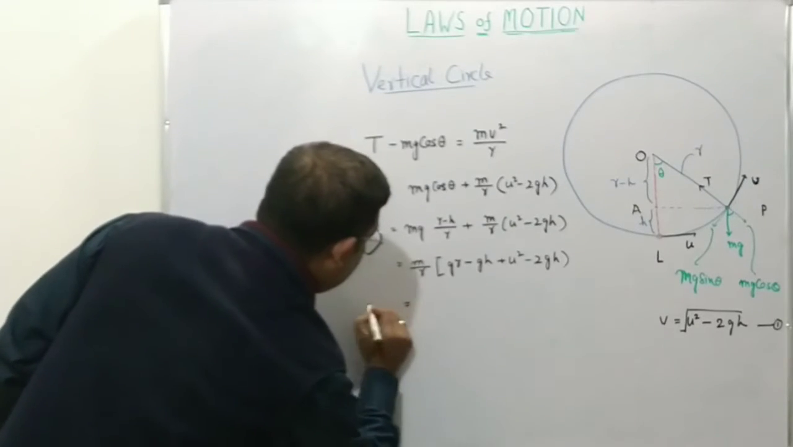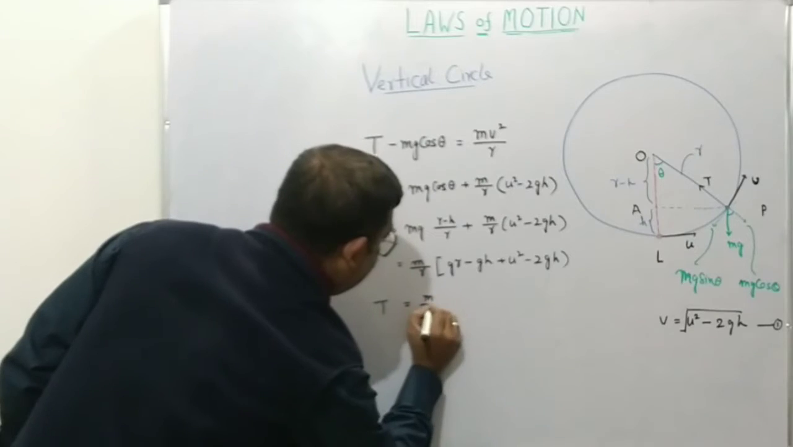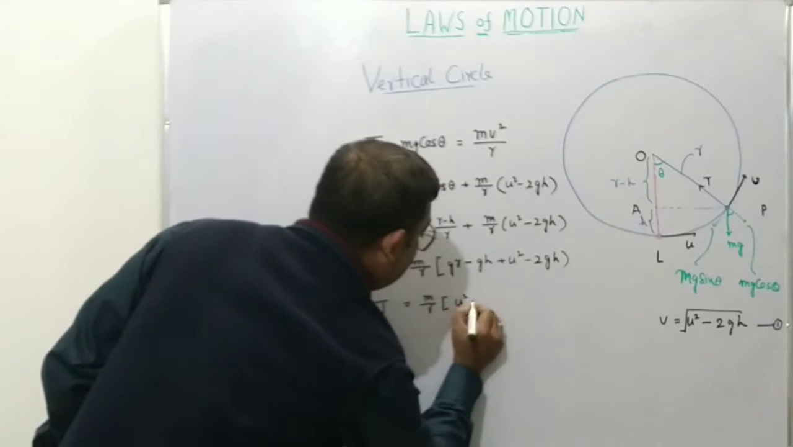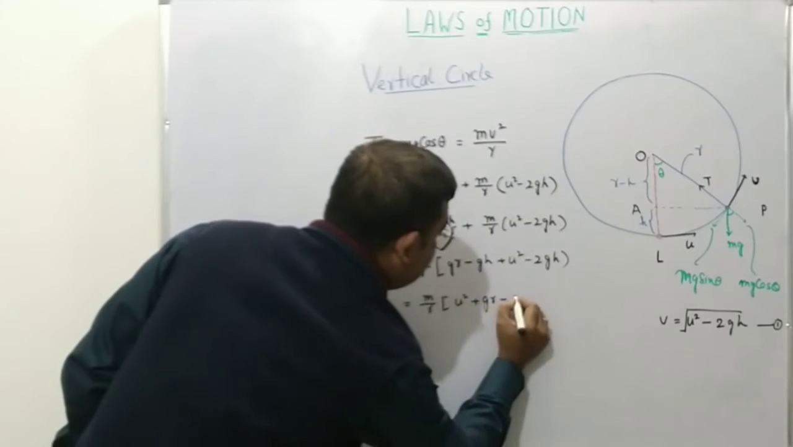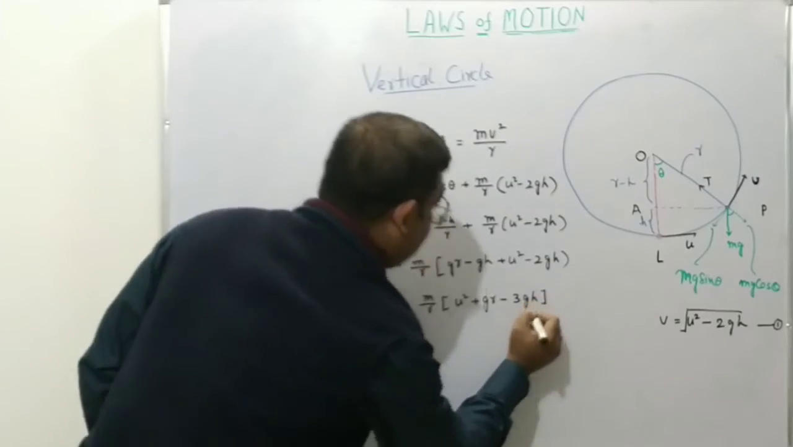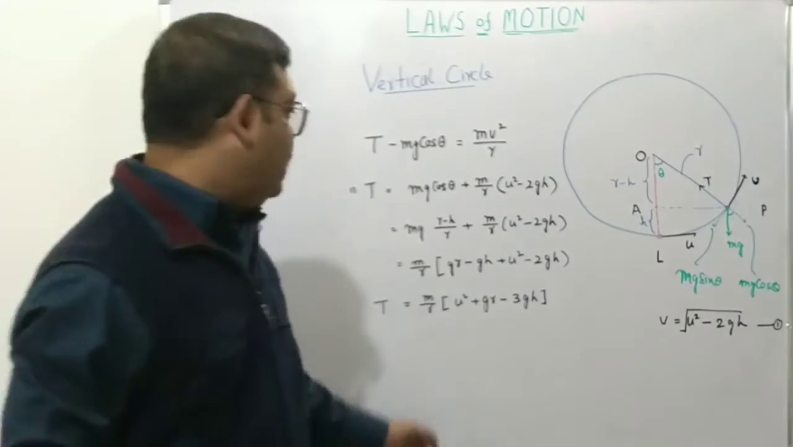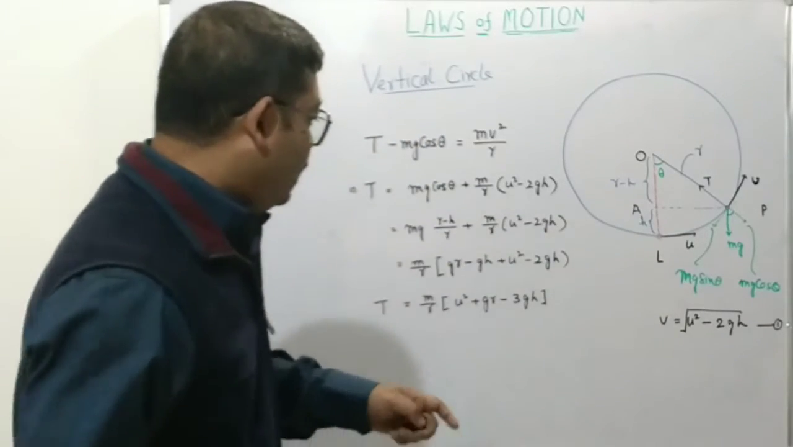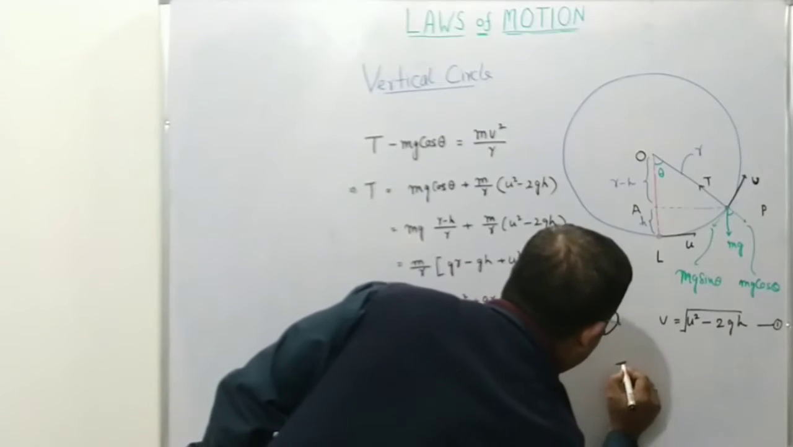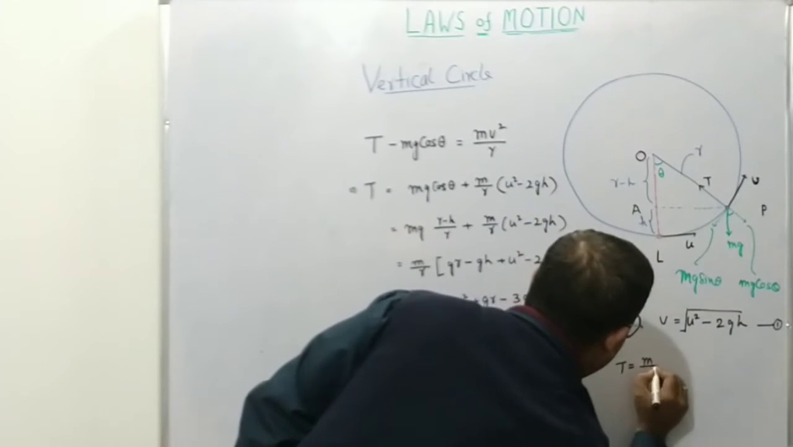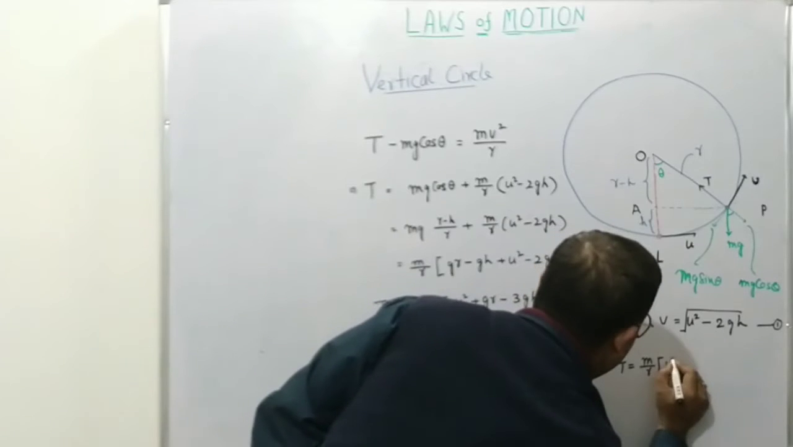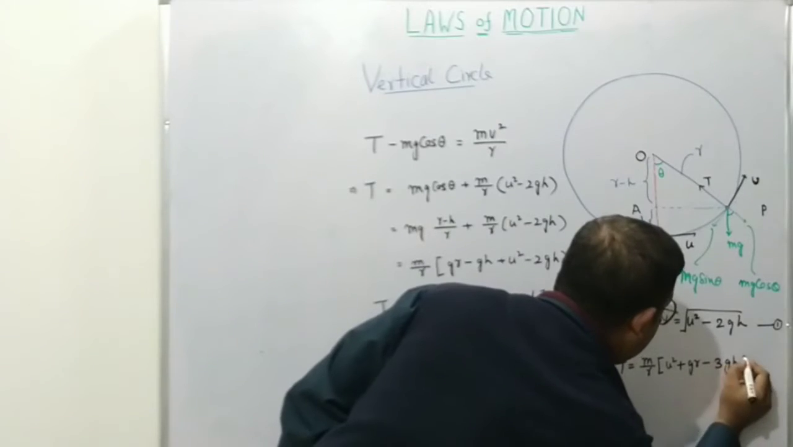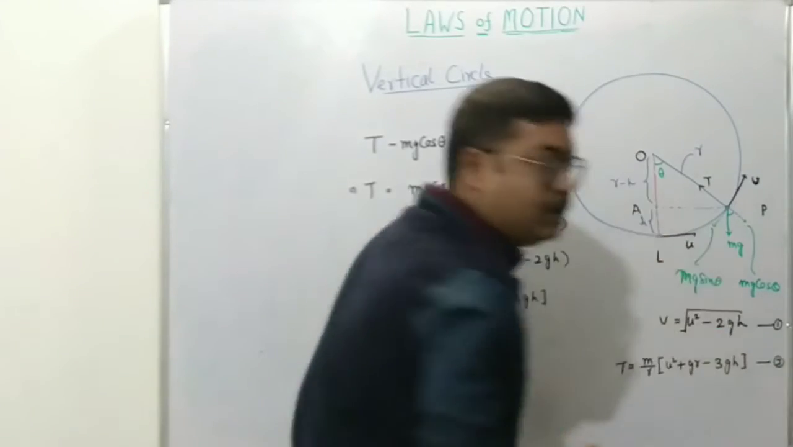Or we can say T equals m by r multiplied by u square plus gr minus 3gh. That is the generalized expression for the tension in the string at a given point P. Since it's an important equation for us, we will keep this aside again. T equals m by r multiplied by u square plus gr minus 3gh. This is equation number 2 for us.